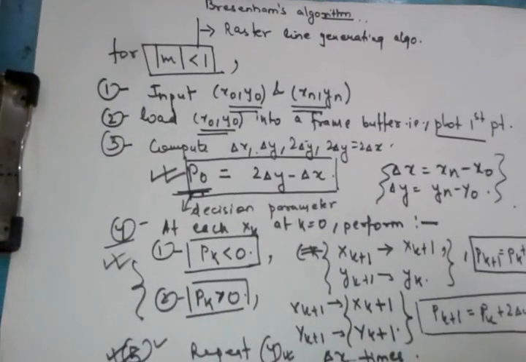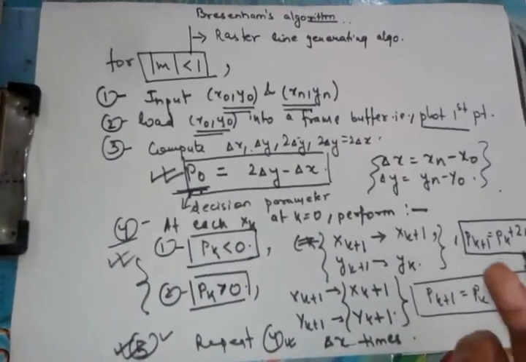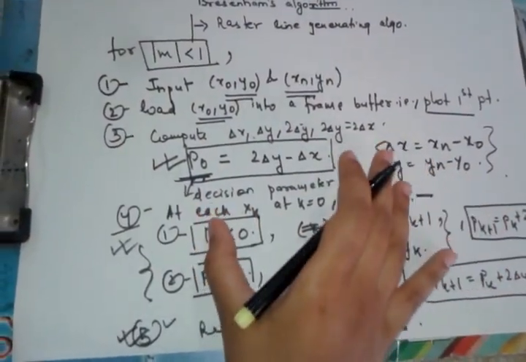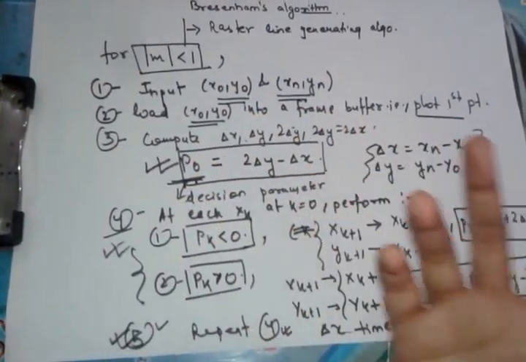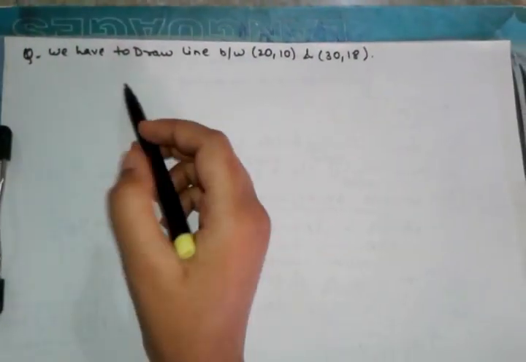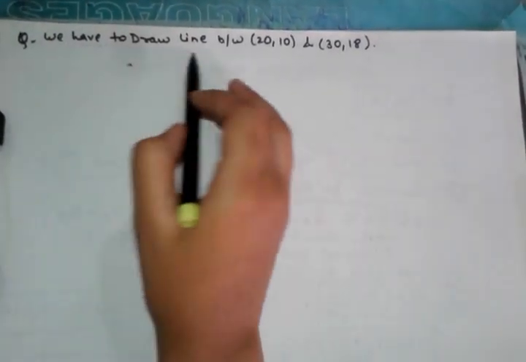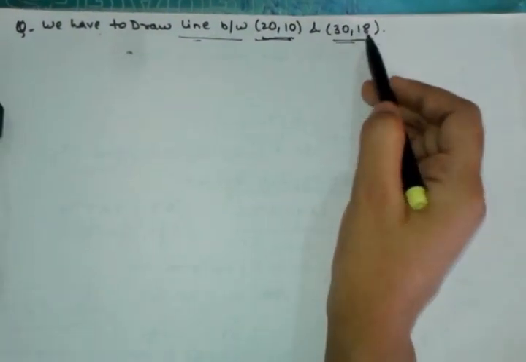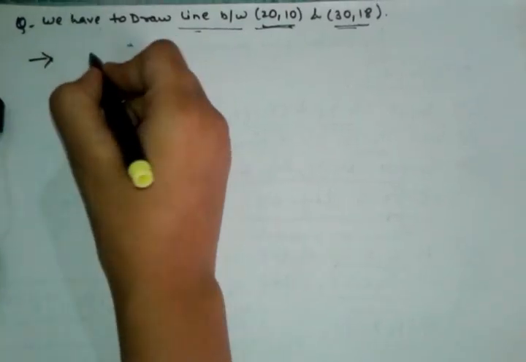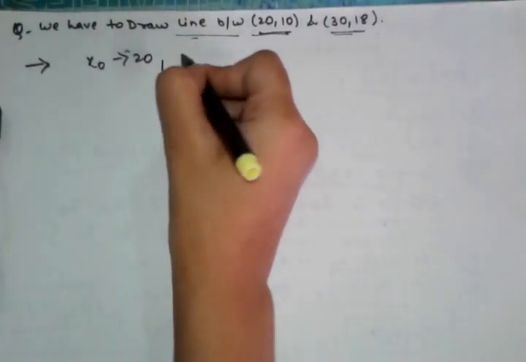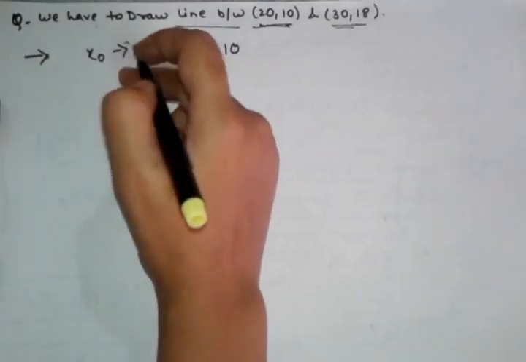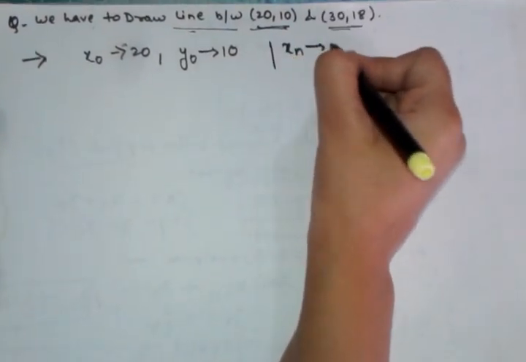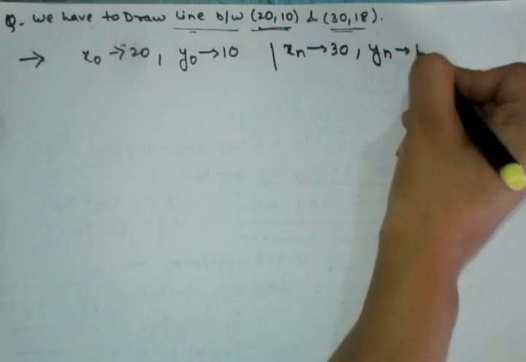Bresenham's line algorithm will be more clear if I explain it with one example. Here we are with one example: we have to draw a line between 20,10 and 30,18. First we take x0 as 20 and y0 as 10, the initial values, and xn is 30 and yn is 18.